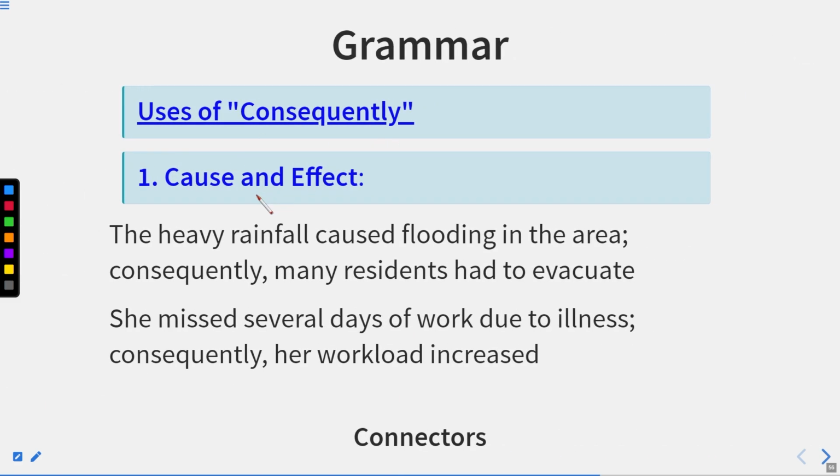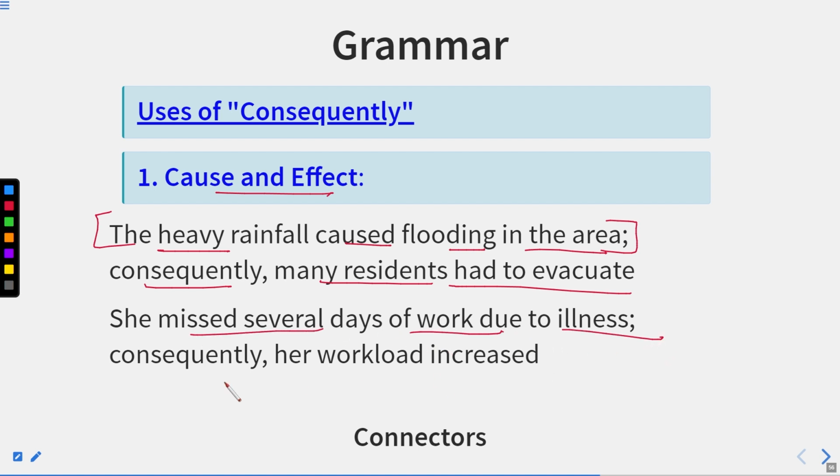Uses of consequently: first of all, to state the cause and effect relationship. The heavy rainfall caused flooding in the area. So this is the cause, this is the reason. Consequently, it means the result of which many residents had to evacuate. She missed several days of work due to illness. Consequently, her workload increased.